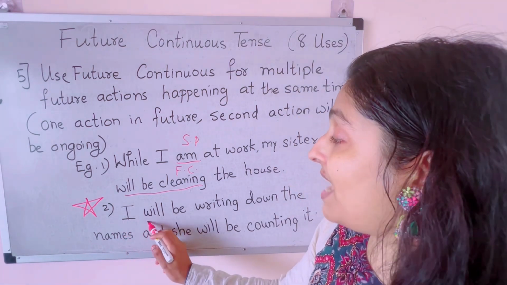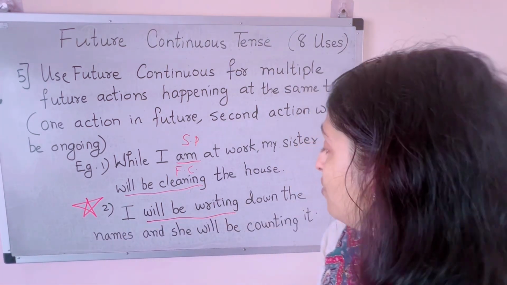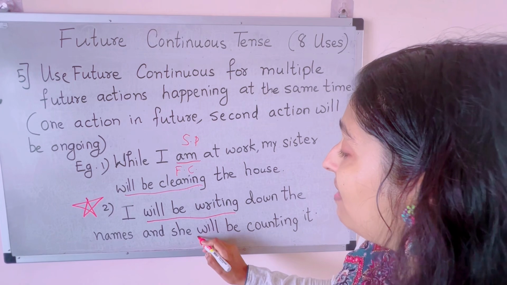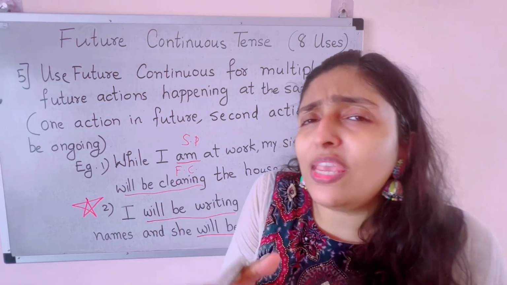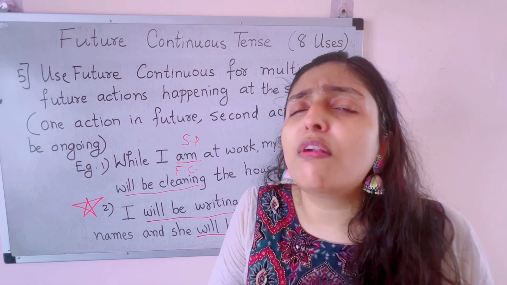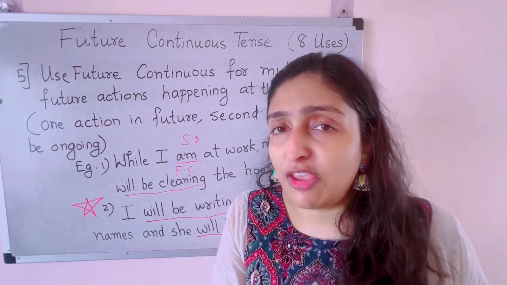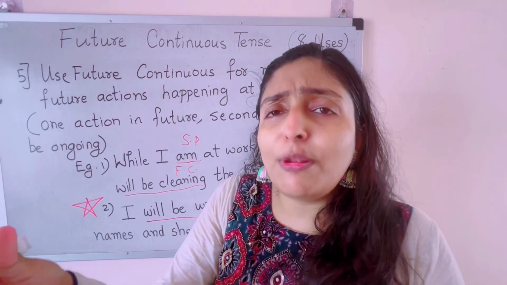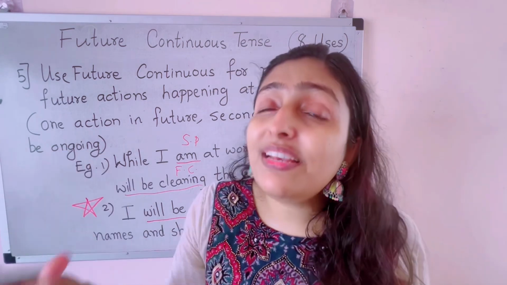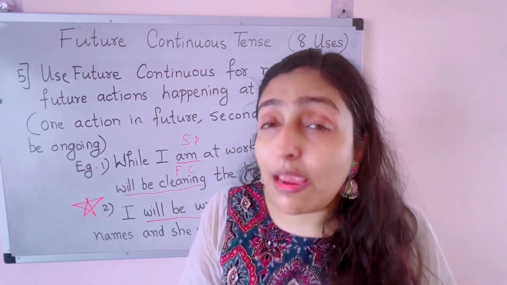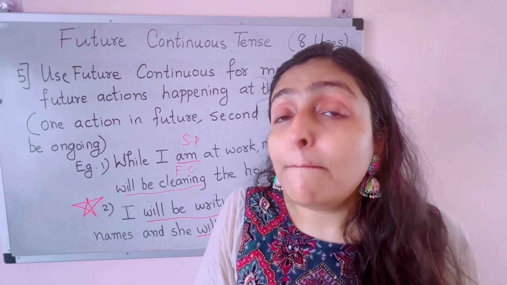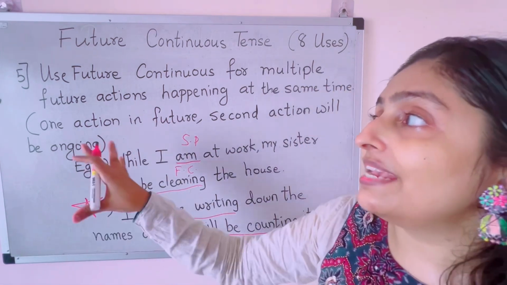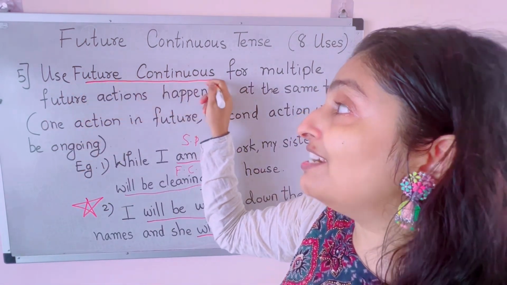Just like the second example, I will be writing down the names and she will be counting it. Will be writing and will be counting it. So me and my sister, we both are going door to door for a survey. Okay, so I'll be jotting down all the names. Meanwhile, my sister will be counting those names. So both these actions are happening one and the same time simultaneously, but the event is planned. It is happening in the future. In such cases, you can use future continuous tense.